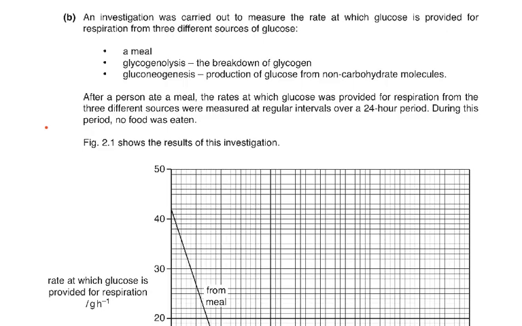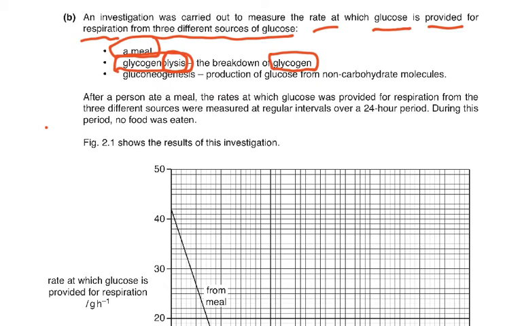Now let's look at the B part of the question. An investigation was carried out to measure the rate at which glucose is provided for respiration from 3 different sources of glucose. Number 1, amylase. Glycogenolysis. Glycogenolysis, I've told you before also, is something of the breakdown. So breakdown of glycogen will release the glucose. They've given you this even if you didn't know it.